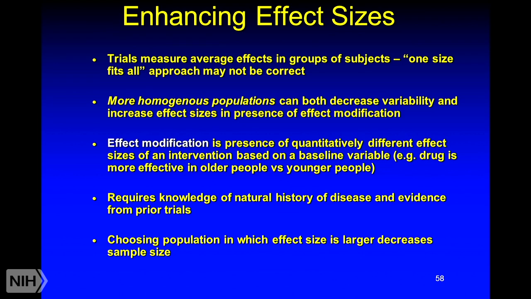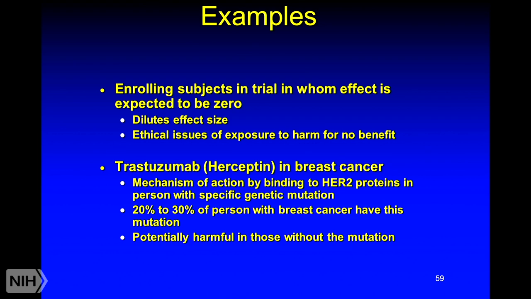So what that does, though, is it affects the generalizability of your results. So if you study a more homogeneous population, you can only draw conclusions about the population that you studied. But this requires what we talked about at the very beginning, understanding the natural history of the disease and evidence from prior trials. So one of the things that really hurts you is enrolling participants in a trial in whom the effect is expected to be 0. So you do a pneumonia trial that has lousy diagnostics, and you enroll a bunch of people with the common cold. You're not going to show anything in those people because they don't have the disease you actually were interested in.